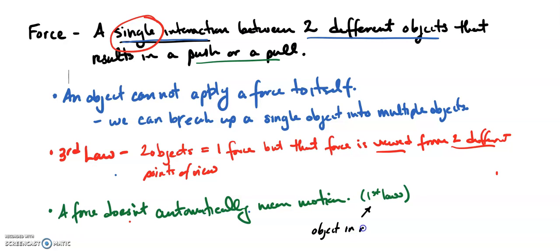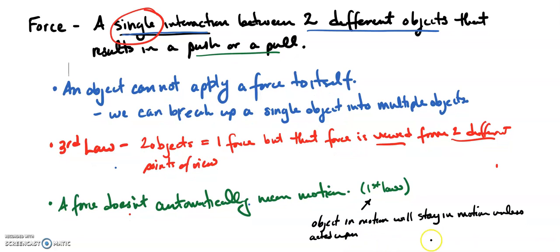an object in motion will stay in motion unless acted upon by an outside unbalanced force. That's the worst wording they ever made. We'll talk about that a little more later on in the year. But notice how I just say stay in motion.